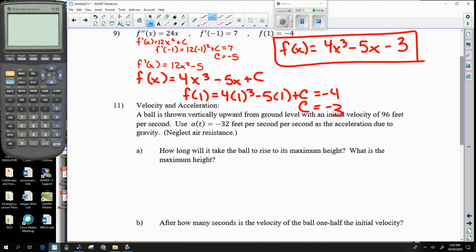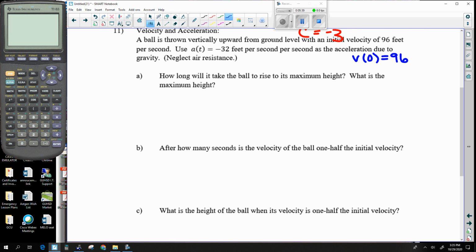All right. A ball is thrown vertically upward from the ground with an initial velocity of 96 feet per second. Use an acceleration of negative 32 feet per second squared. That's, yeah, acceleration, that's gravity. All right, so initial velocity. So initial velocity means at time 0, the velocity is equal to 96.